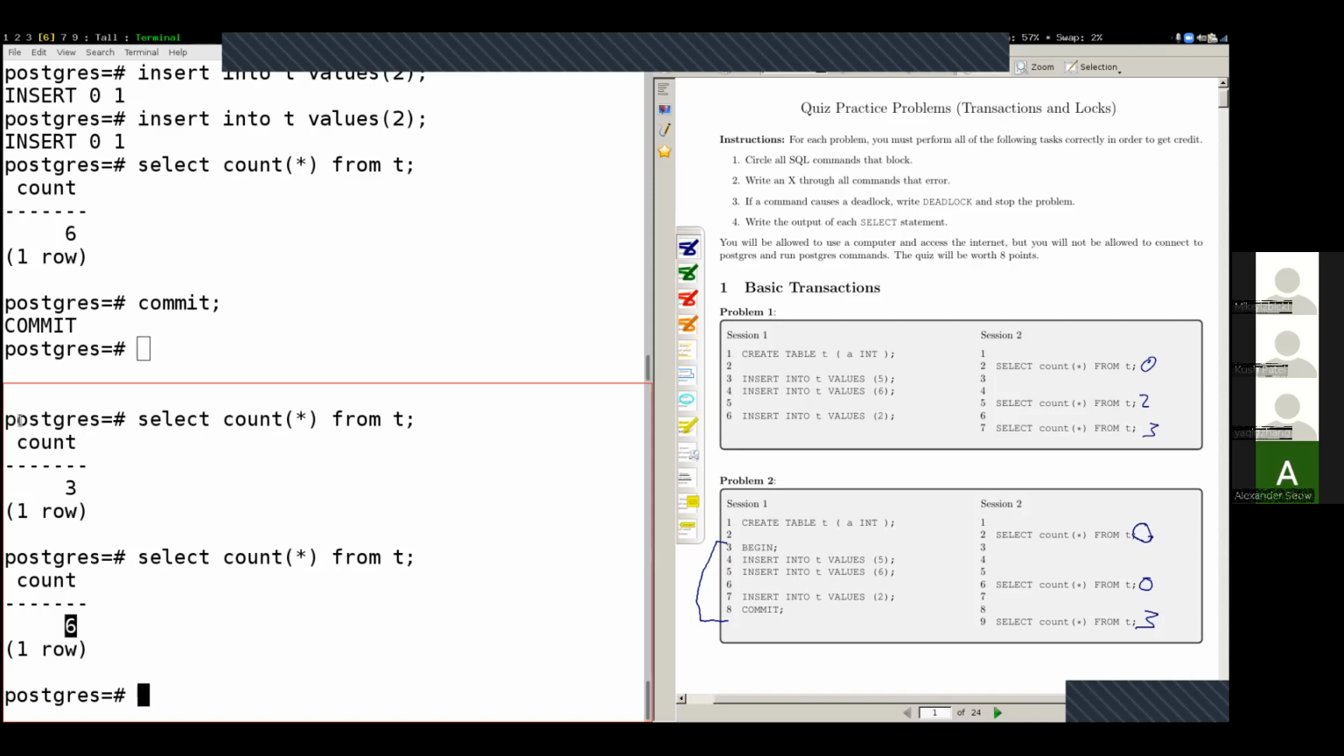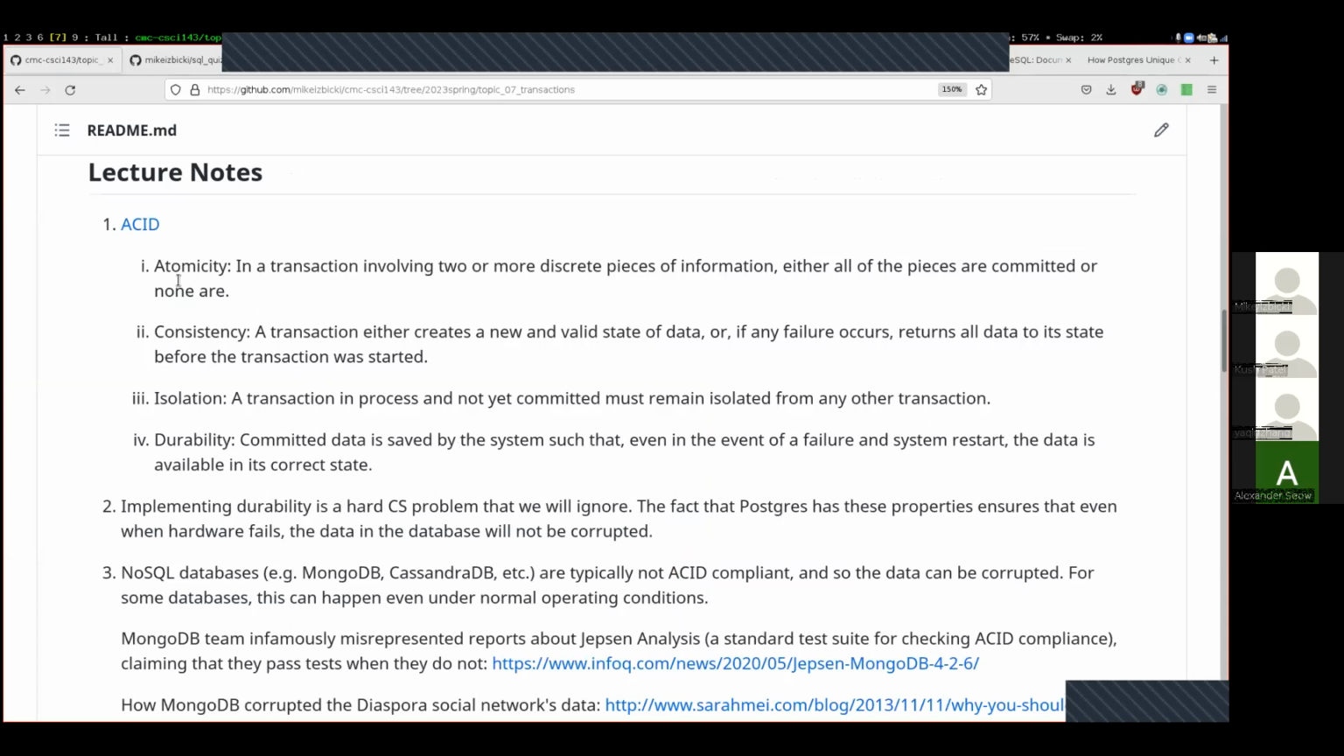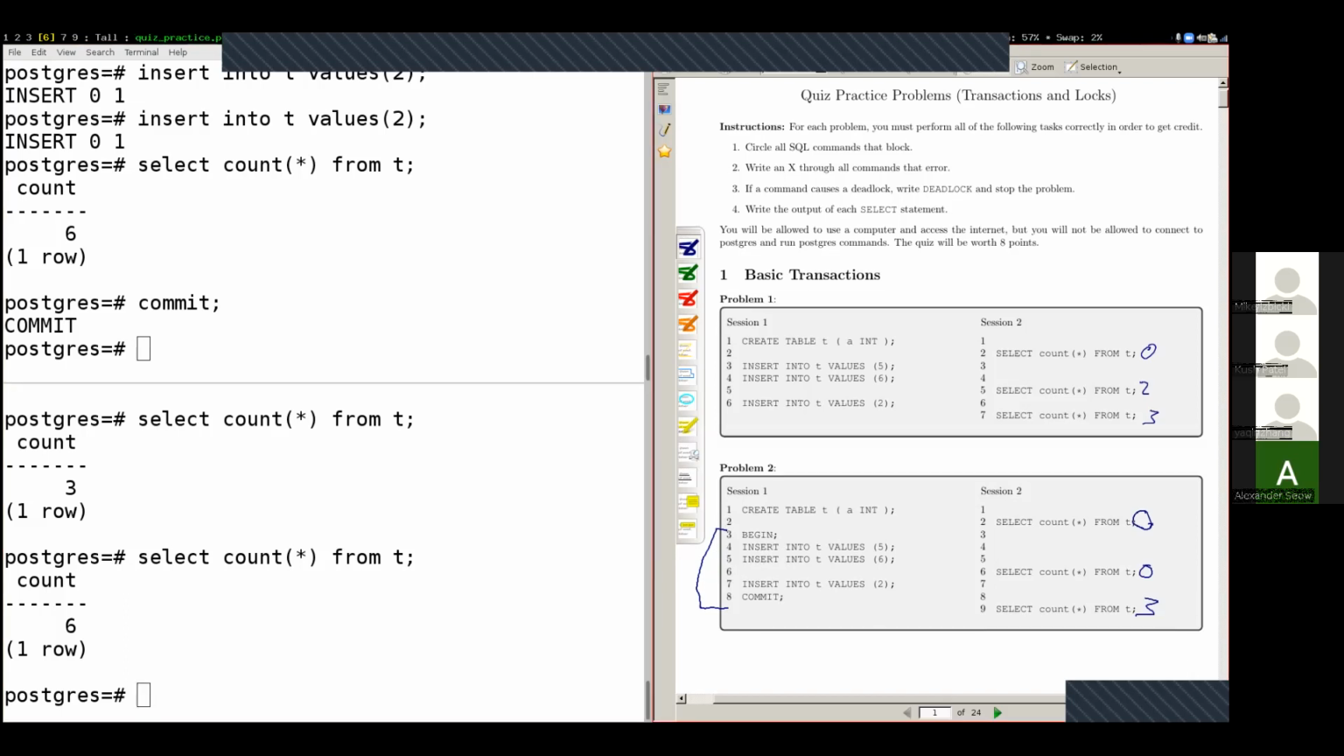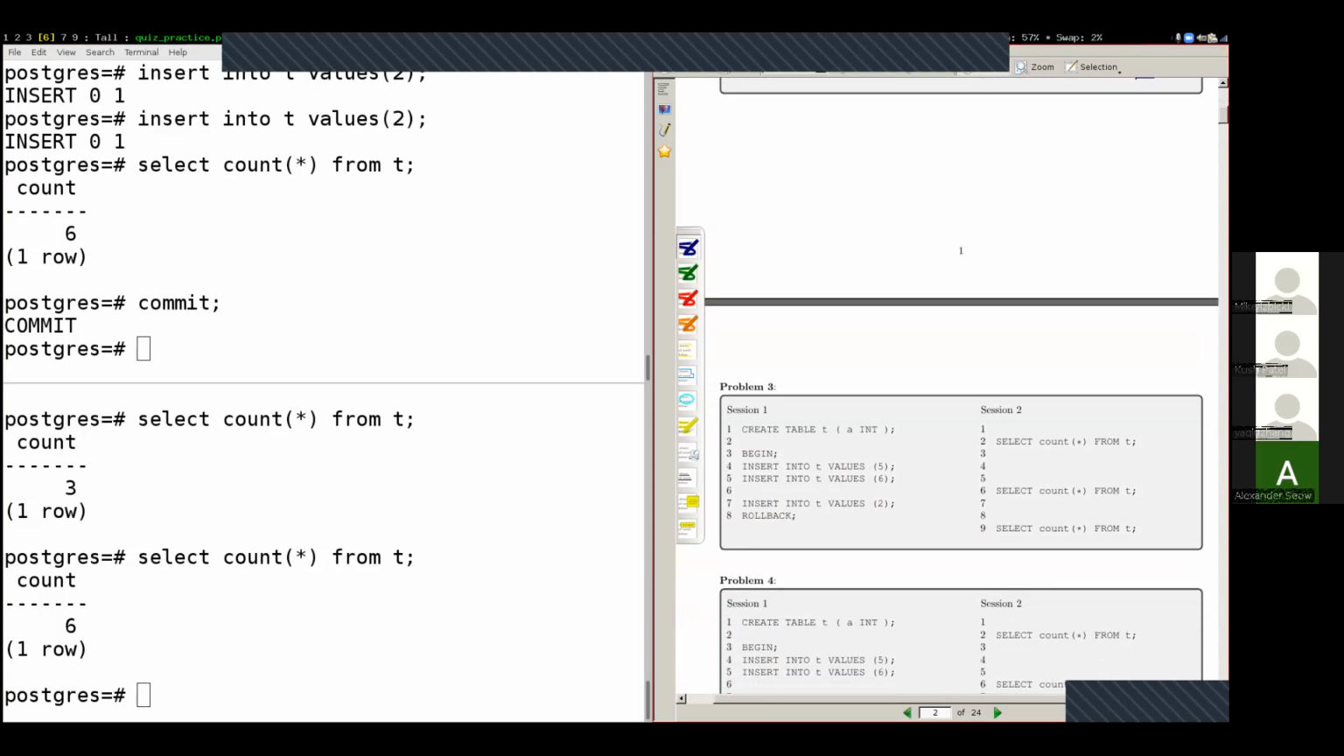So this is the isolation property of transactions. The atomicity property of transactions is what we'll see next. The reason why you use transactions is because you might want to start inserting values and then suddenly later decide that you don't actually want to save those values. So that's what problem 3 talks about. The key idea on problem 3 is that instead of a commit on line 8 right here, we have this keyword rollback.